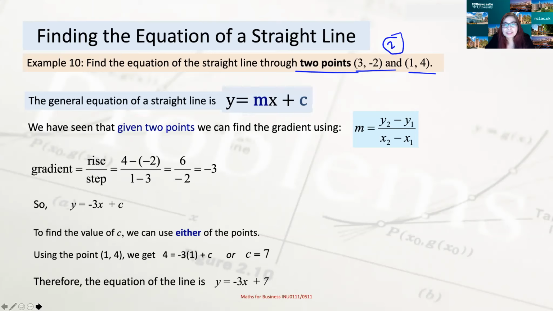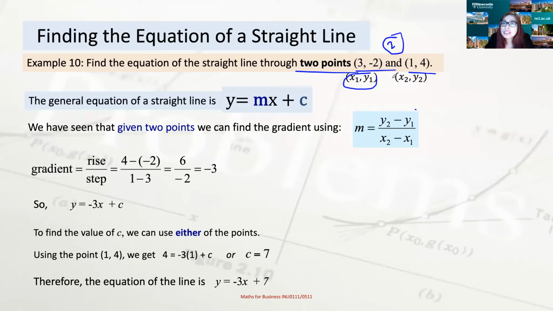Okay, let me show you. I've taken x1, y1 as 3, -2. You can take whatever you want. You can take this one as x1, y1, and that point as x2, y2. It's up to you guys, yeah?